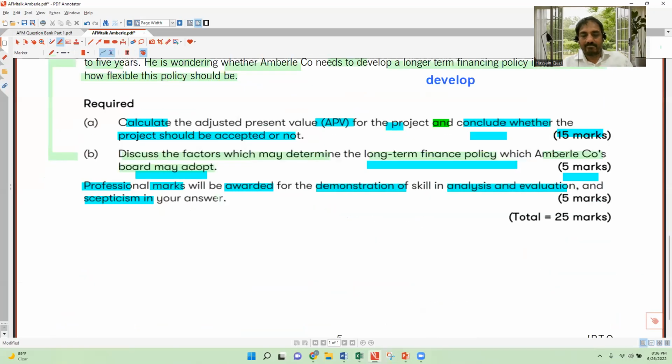Now, the very important thing: we have to develop a constructive strategy for all the preparation stage of the AFM for the theoretical structure and handling the professional marks as well. Do remember, professional marks is not only about the theory. Professional marks actually apply to the complete structure of the question, including calculation.